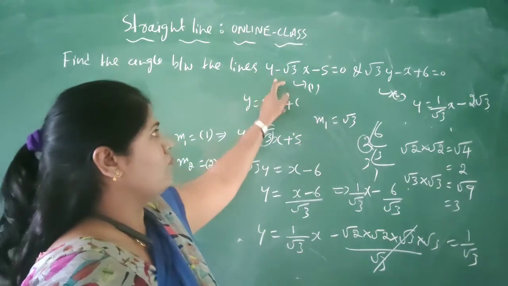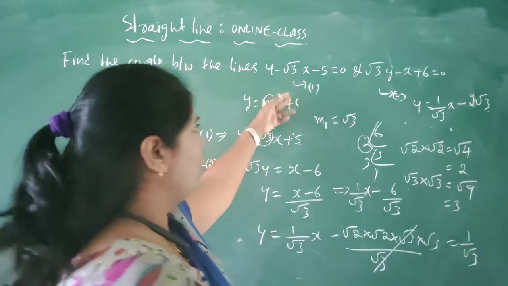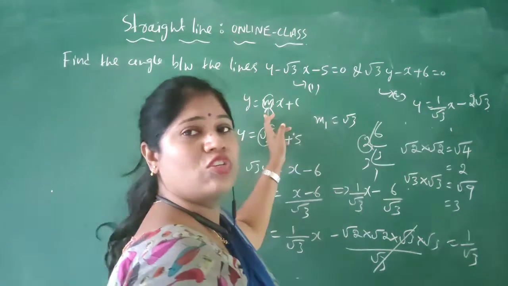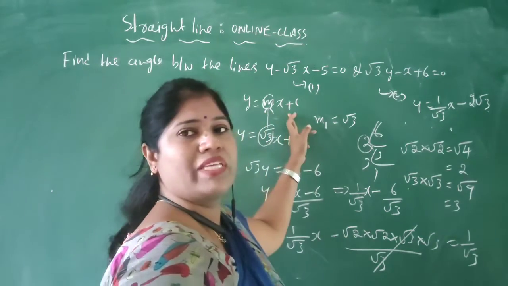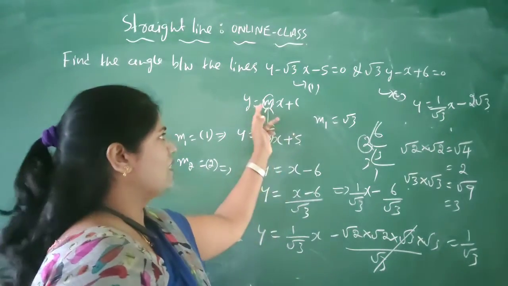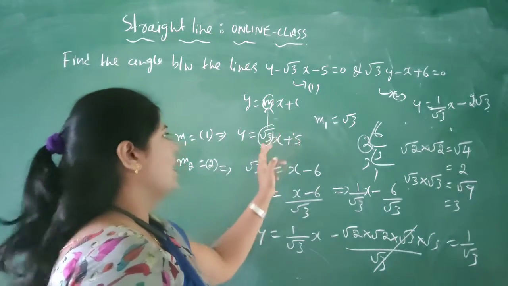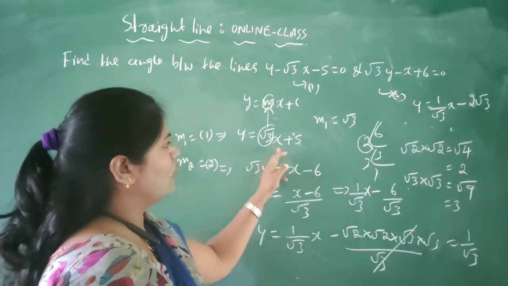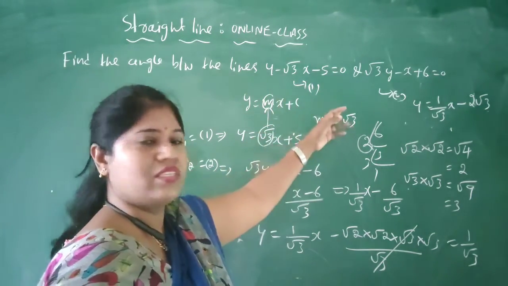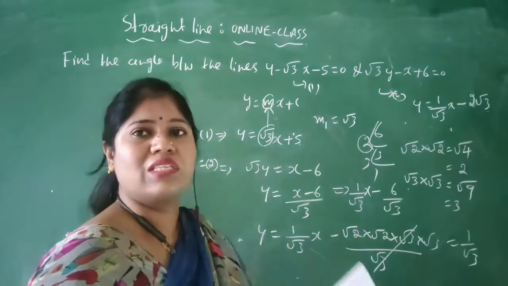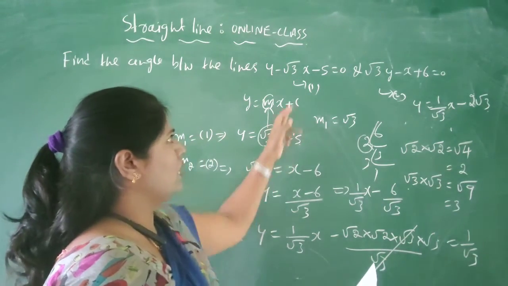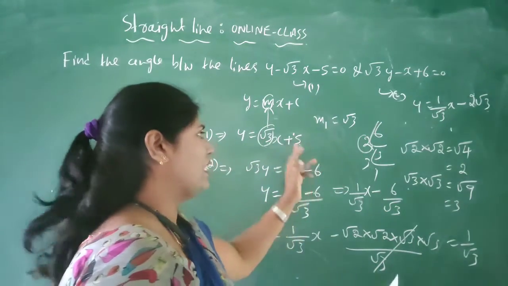You understood this one? It is not in the order. First we have to write it in the order first. So it has to be y is equals to mx plus c form. So we have to change the equation as y is equals to mx plus c. So y is equals to root 3x plus 5. Because we are transposing this to RHS, while transposing the sign is going to be changed. This is going to be root 3x, minus 5 is going to be plus 5.